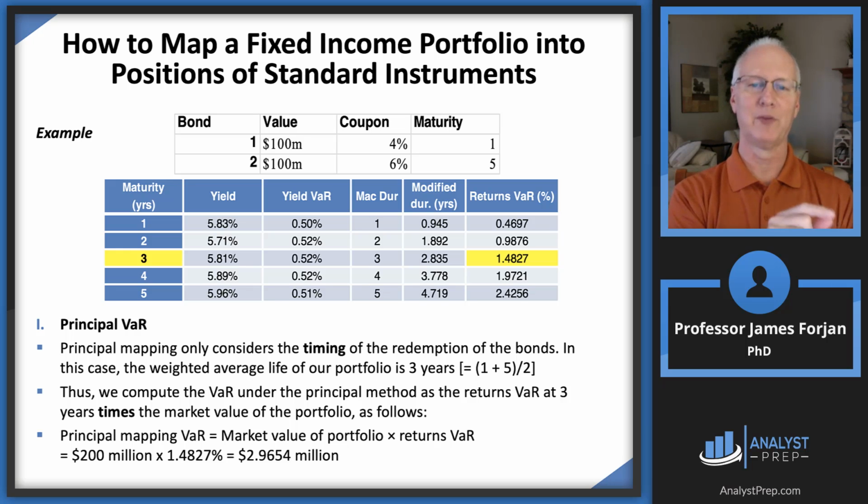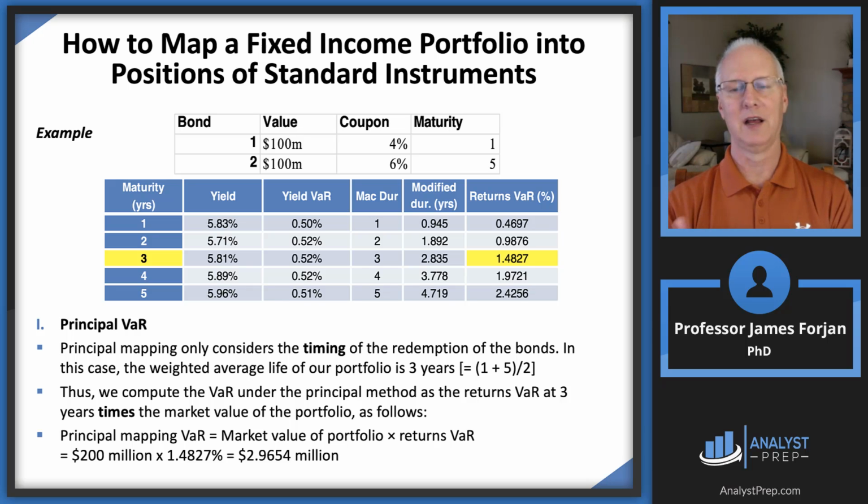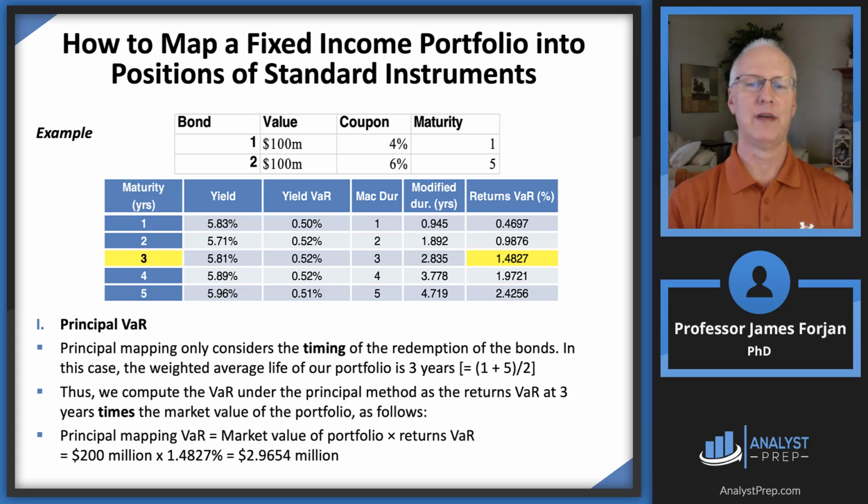So you get the sense here, principal mapping is really just calculating an average time to maturity. And so notice in the first block point, I have a little formula there. That's really a complex one. We take the 1 plus the 5 divided by 2 to get 3. So there's our risk factor over there, 1.4827%. Multiply that by the $200 million market value of our portfolio, and we have a principal mapping value at risk of, what is that, about 3 million. So you get the sense of what we're doing here. We're taking a risk factor, and we're using that to compute the value at risk.